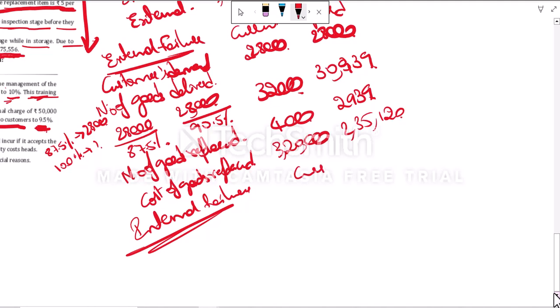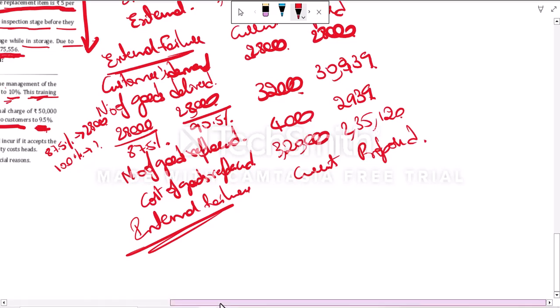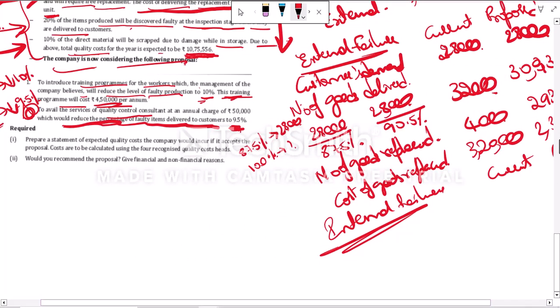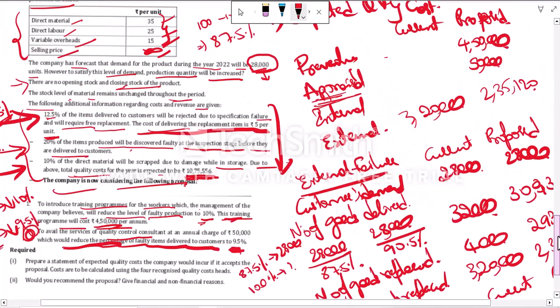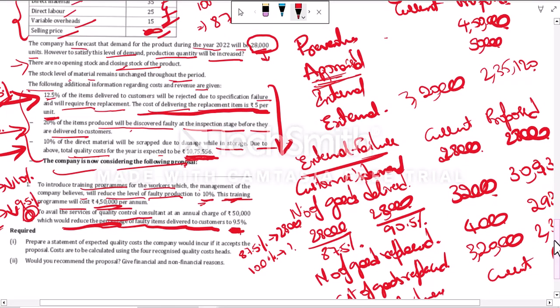So same in current scenario, in proposed scenario. So what is the internal failure cost here? See, the first one they have given, the customer rejected some goods and we have to replace that. It is after going to the customer. So it is the external failure cost. Next one, 20% of goods produced are waste products, faulty goods. So this will be the internal failure cost.